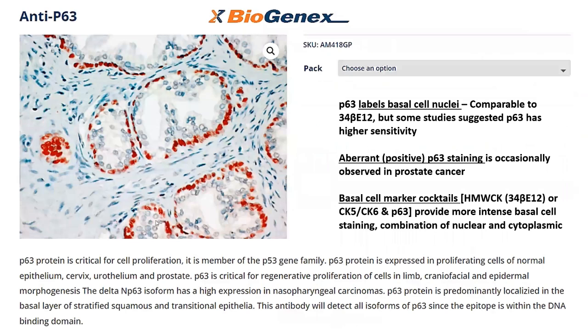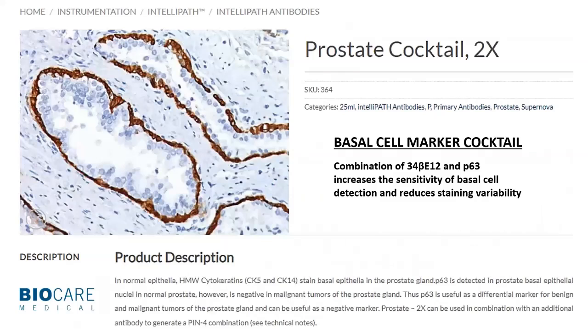The other one, as I've already said, is P63, which is a nuclear marker, which is present in the basal cells of the benign glands, like you see in this particular case, but with a progression to malignancy, as you see, there are some malignant glands which are highlighted towards the left, you have an absence of P63. Now, some studies say that P63 has a slightly higher sensitivity compared to 34 beta E12, but the jury is still out on that. However, it can be said with some amount of certainty that if you combine these two markers, that is, form a prostatic cocktail which can detect the presence of both P63 as well as 34 beta E12, you have got a prostate cocktail 2x, which has got a sensitivity which is higher than any of these two markers in isolation.